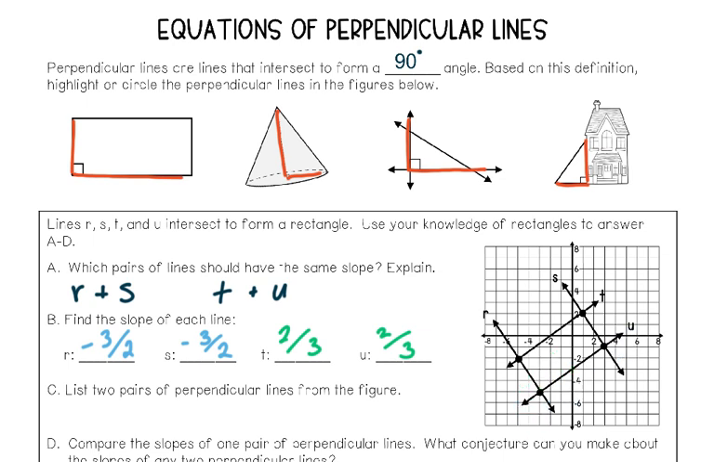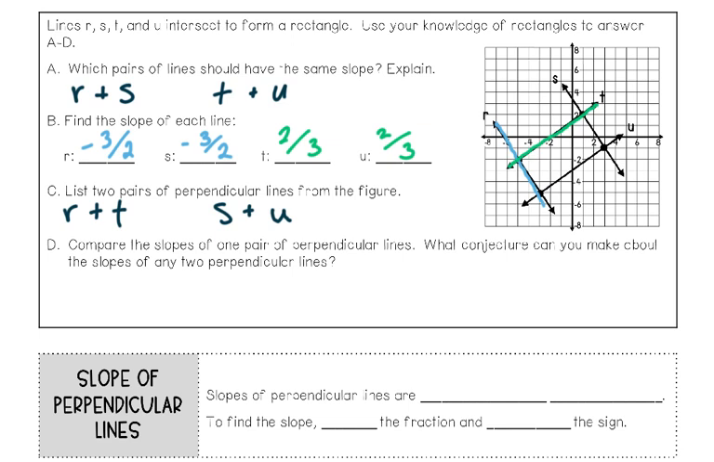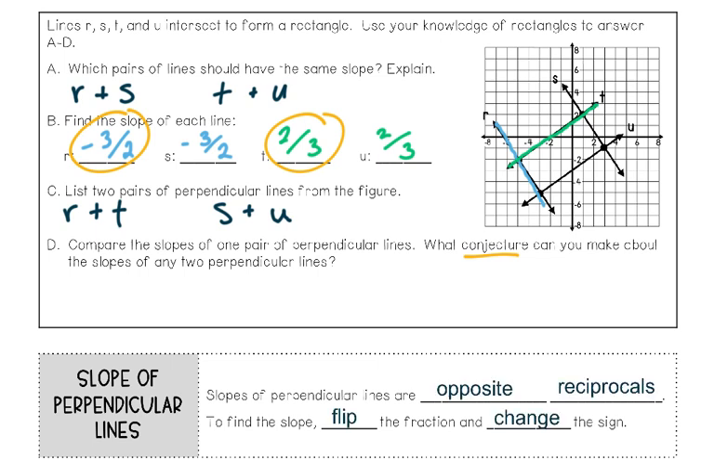Now looking at the figure, let's list two pairs of perpendicular lines. I could have said R and T and S and U, and now we can compare those slopes of one of the pairs of perpendicular lines. I'm looking at R and T. If you look at these two slopes, is there any conjecture or guess that you can make about the slopes of any two perpendicular lines? Hopefully you noticed a pattern that is going to happen for any set of perpendicular lines. The slopes of perpendicular lines are opposite reciprocals. That means to find the slope, flip the fraction, that's the reciprocal, and change the sign, that's the opposite.